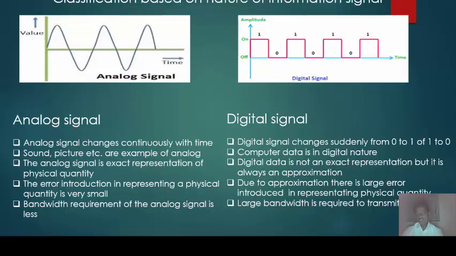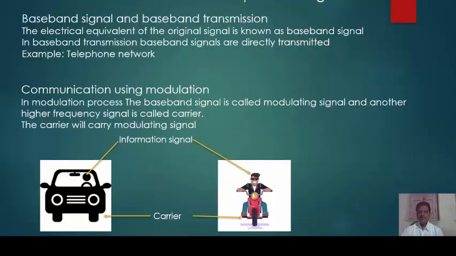And according to these signals, we can classify electronic communications. So this is the classification based on the nature of signal information. Now the next one is the classification based on the technique of signal transmission. So let us see how electronic communication is classified according to signal transmission.